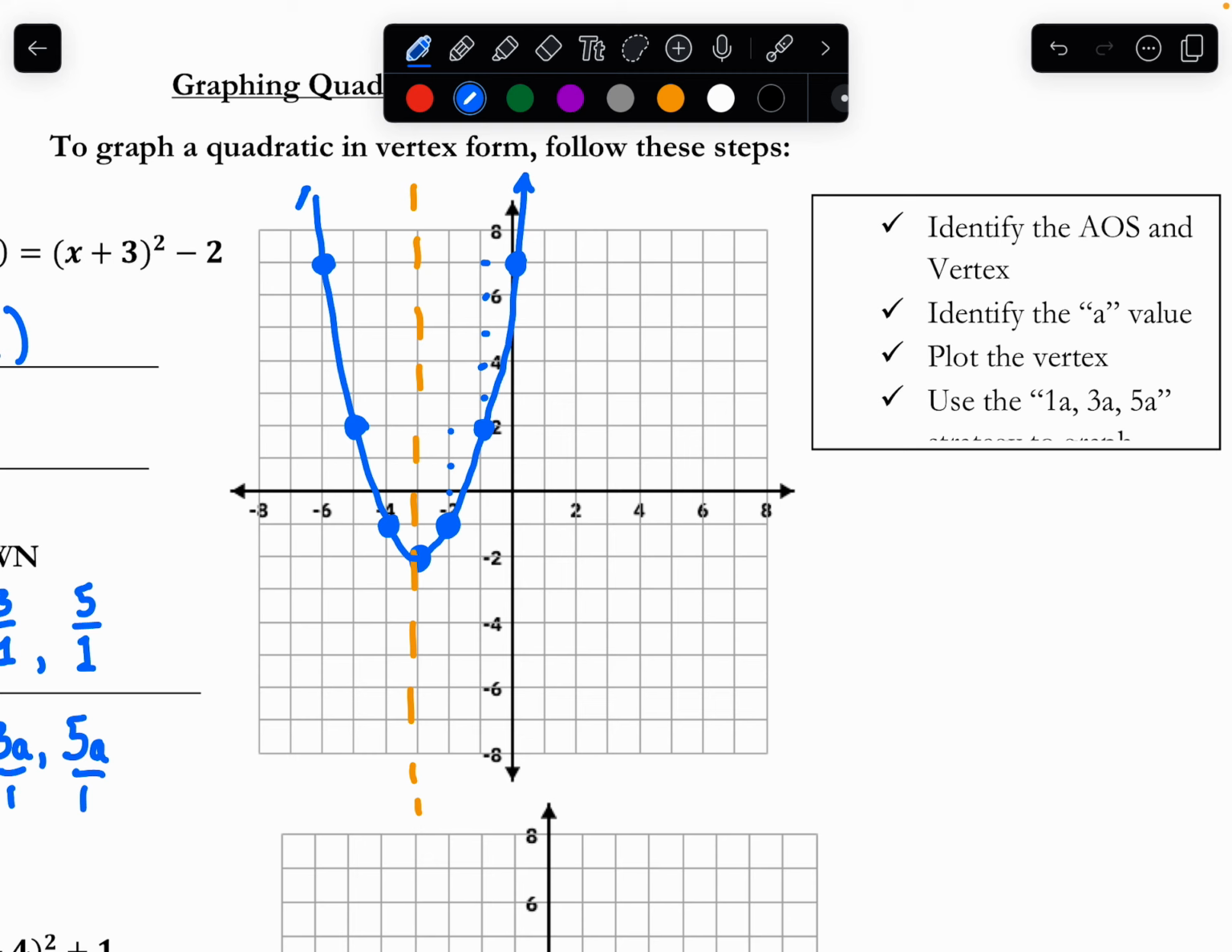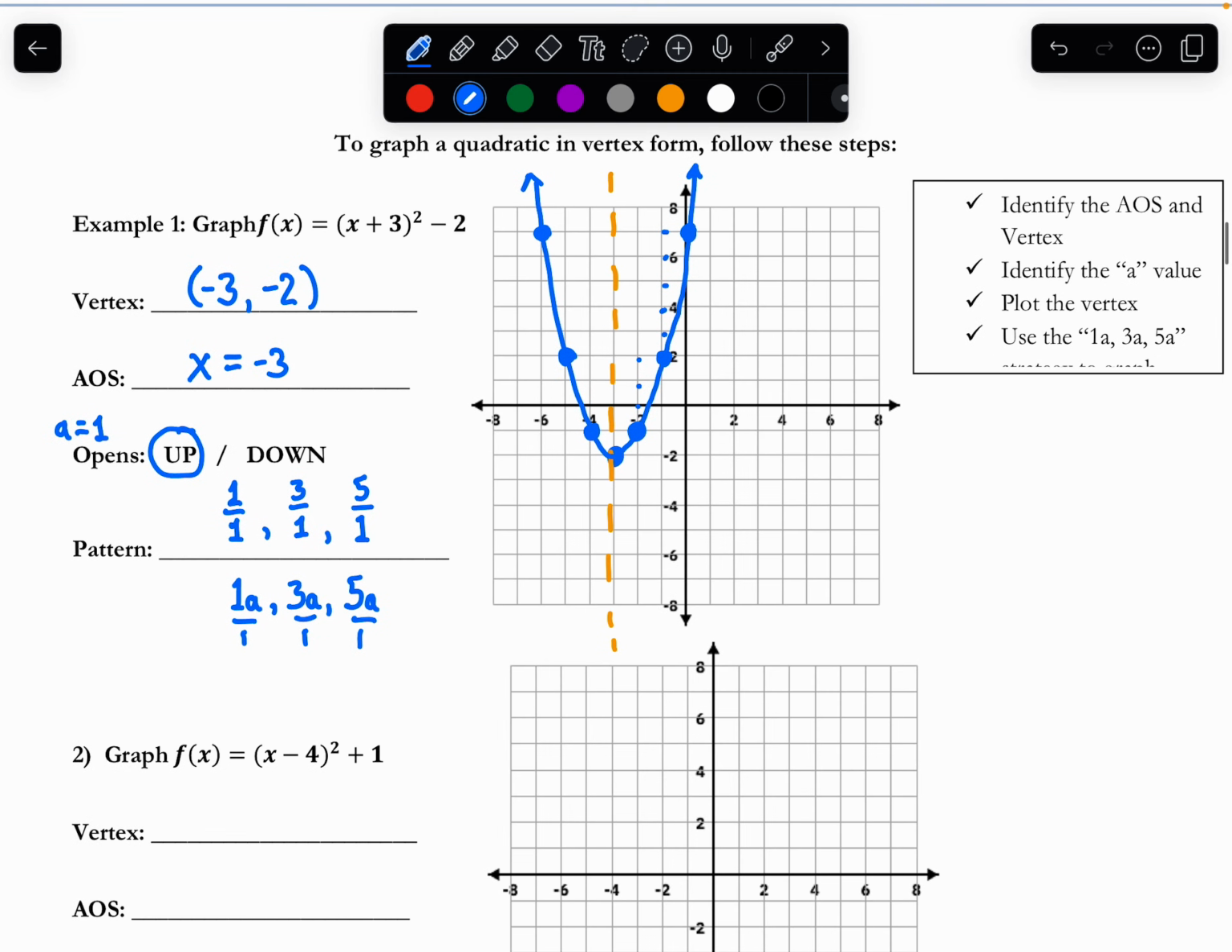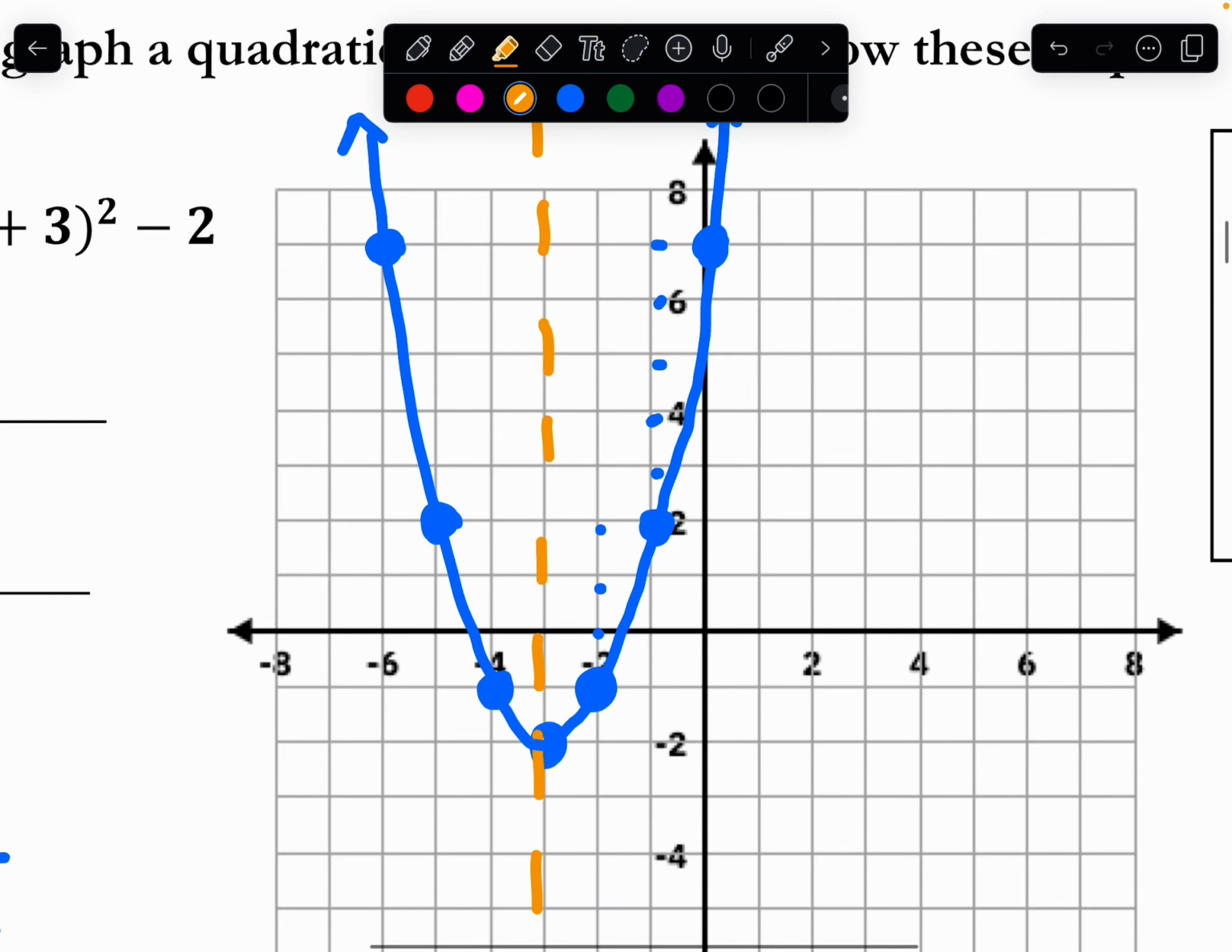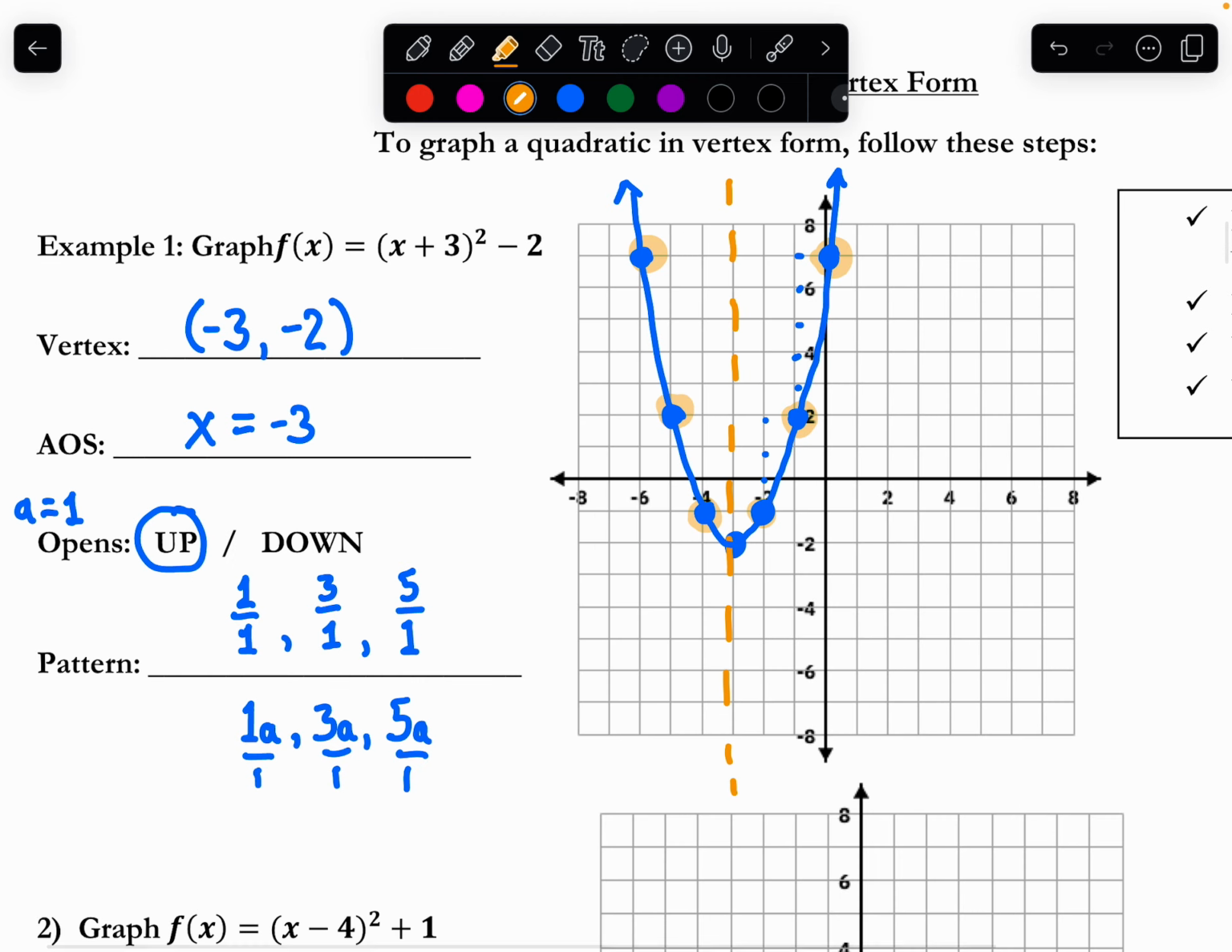Now my orange line is not necessary. I'm not going to draw that all the time, but it does help to see how those points, like this point right here, has a twin on this side. This one has a twin on this side. This one has a twin on this side. So you end up with that nice parabolic shape.